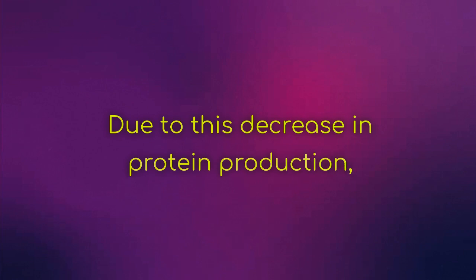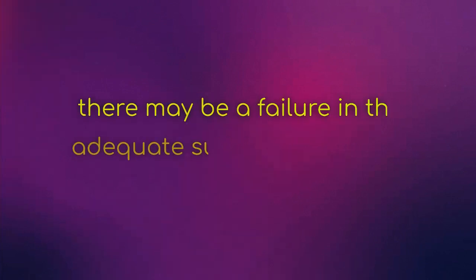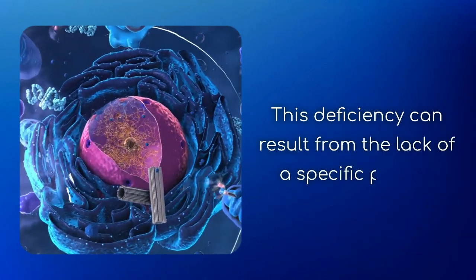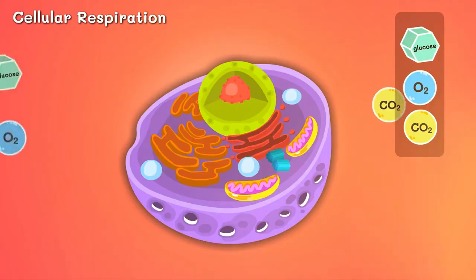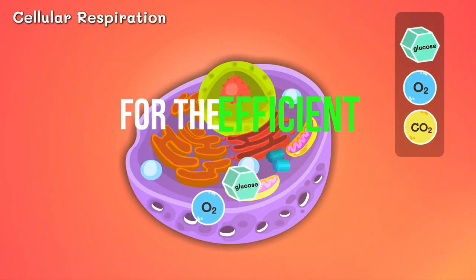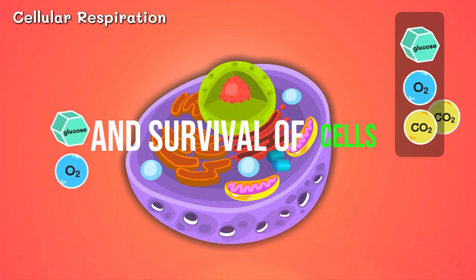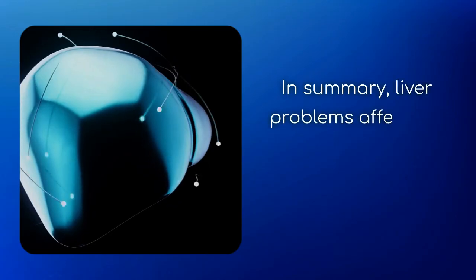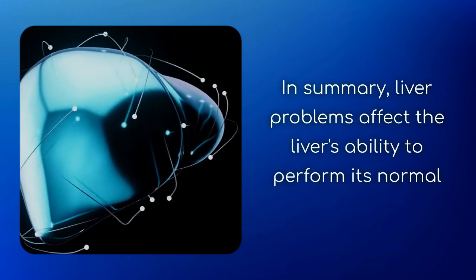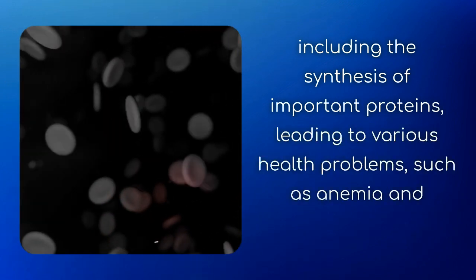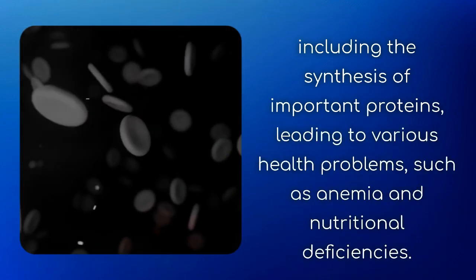Due to this decrease in protein production, there may be a failure in the adequate supply of nutrients to certain areas of the body. This deficiency can result from the lack of a specific protein or other essential molecules for the efficient transport of the nutrients necessary for the maintenance and survival of cells and tissues. In summary, liver problems affect the liver's ability to perform its normal functions, including the synthesis of important proteins, leading to various health problems such as anemia and nutritional deficiencies.